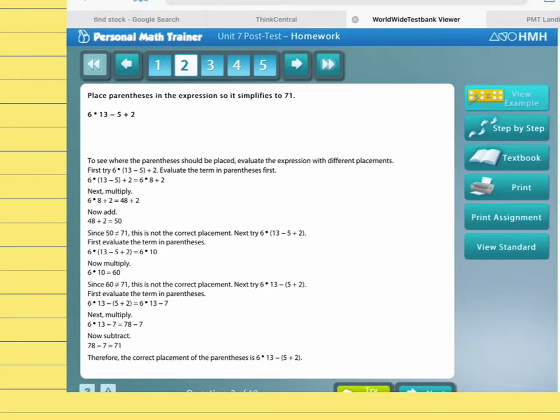And here is the explanation. Pause the video. Read through this, make sure you're understanding the order of operations and what operations you do first.